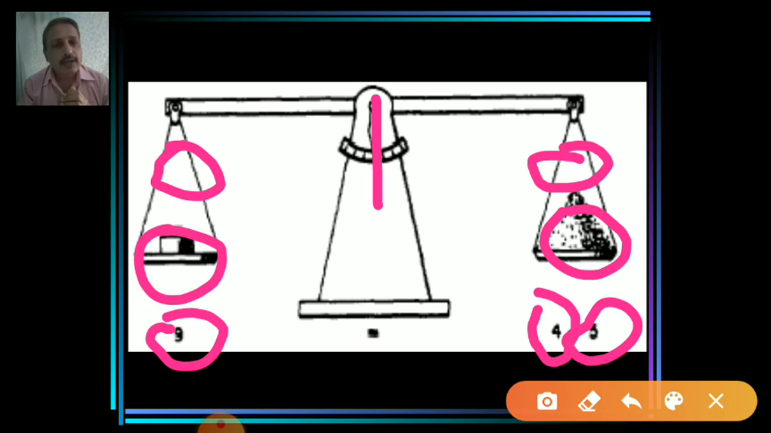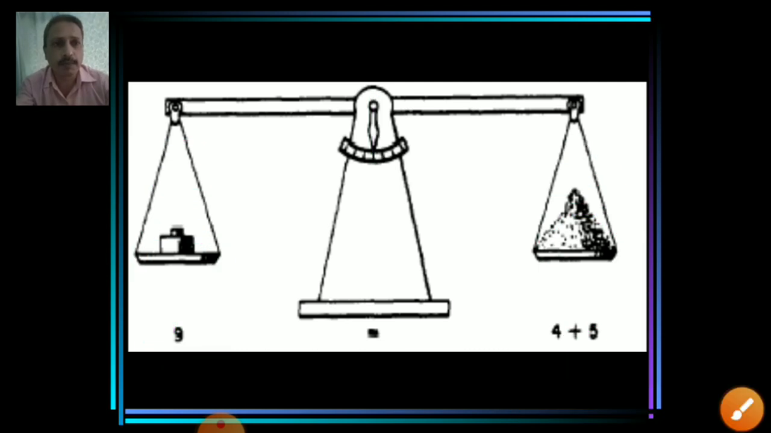And nowadays you will find an electronic weighing machine. In that, no pans are there. Only numbers are shown. Good. Now you understood the pan and the use of the pan. What is the use of the pan in this lesson? Linear equation in one variable.